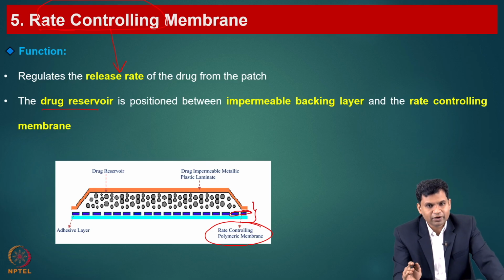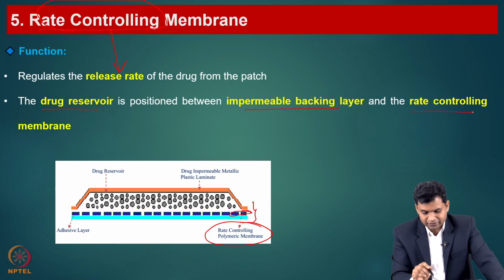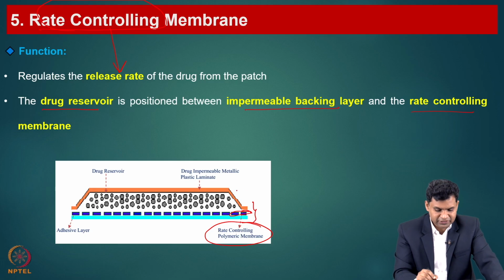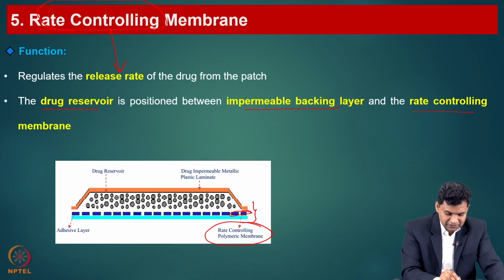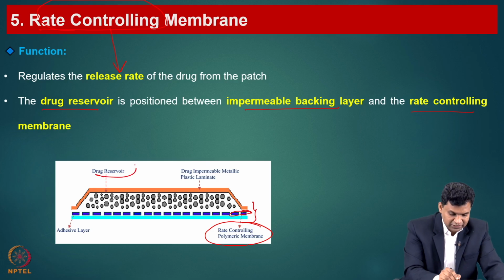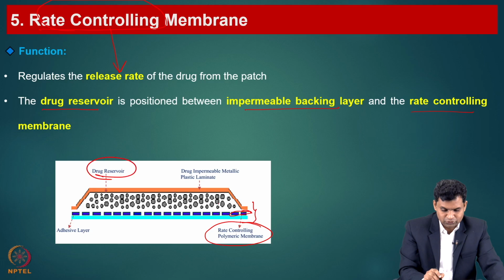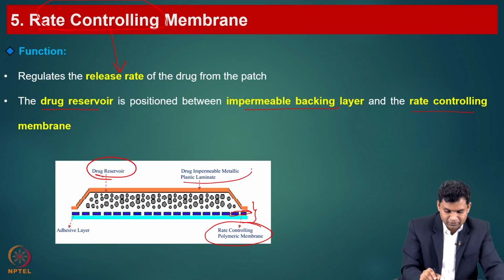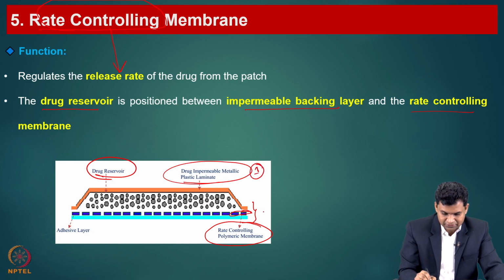The drug reservoir is positioned between the impermeable backing layer and the rate controlling membrane. Now, you can see, this is the drug reservoir, and also you can see the impermeable backing layer and then the rate controlling membrane. So, in between these two, one that is the impermeable backing layer and the second one is the rate controlling membrane.